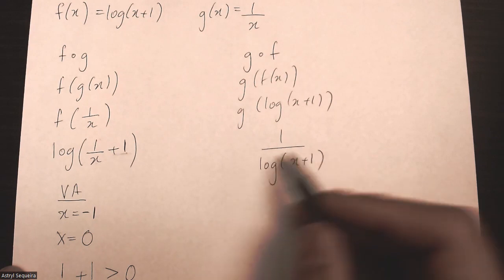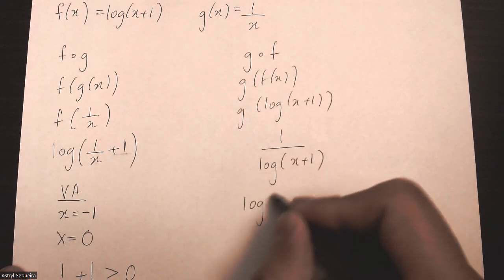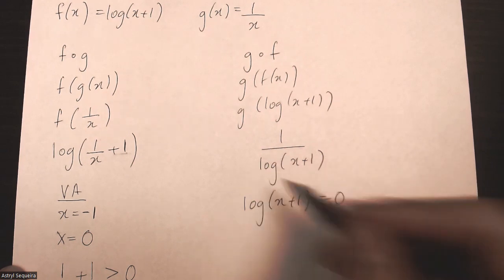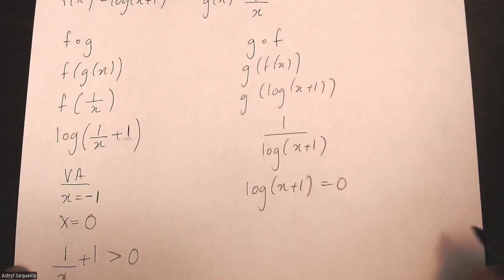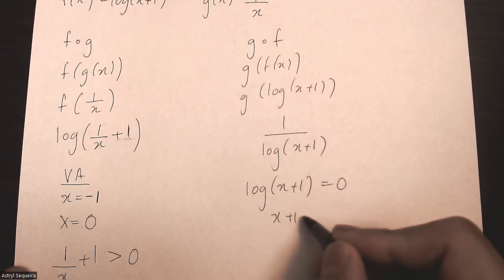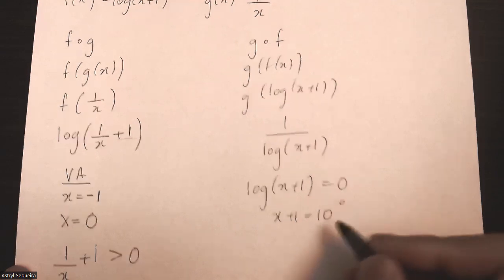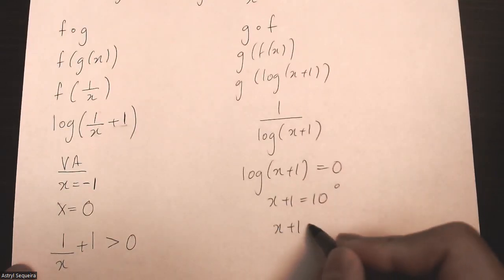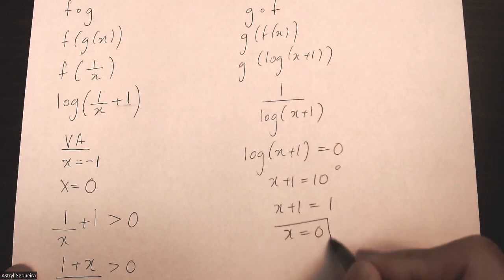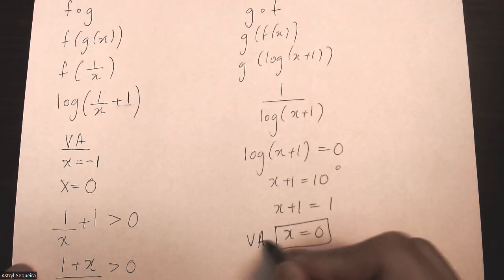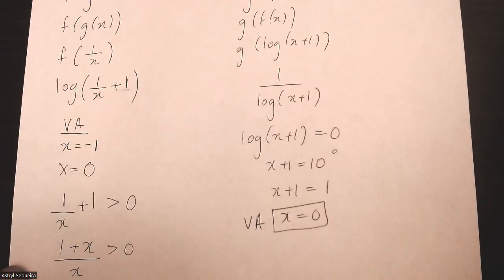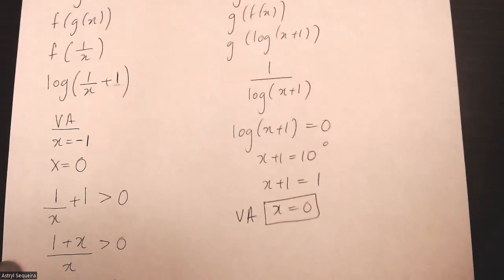For this one, to find the asymptote, we have to set the denominator equal to 0, because wherever the denominator equals 0, that's going to be a vertical asymptote, and we need to solve this. I'm going to move the log to the other side. So x plus 1 equals 10 to the power of 0. 10 to the power of 0 is just 1, and 1 minus 1, x equals 0 is the vertical asymptote for this composite function here. So we only have one vertical asymptote in this function.